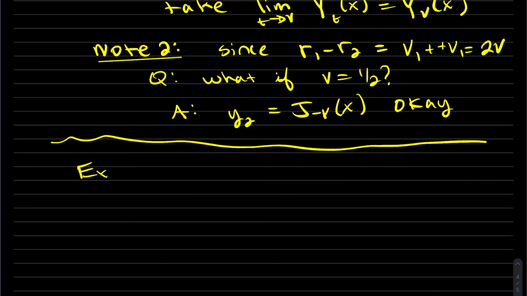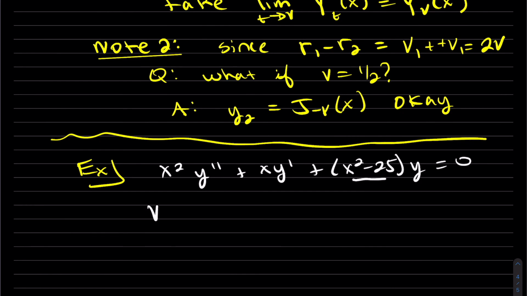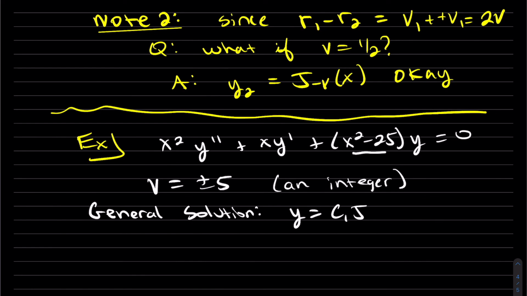A couple examples. Here we can pretty much see v is equal to plus or minus 5. Since it is an integer, we can just write out our general solution: j 5 of x, you plug in 5 for v, plus c2 y of minus 5 of x. That's it.